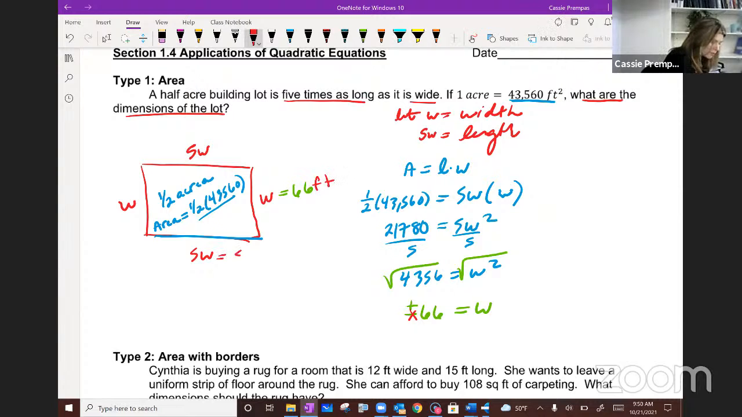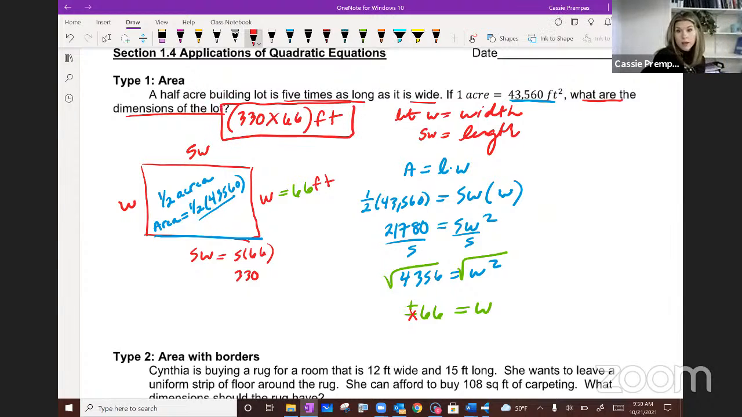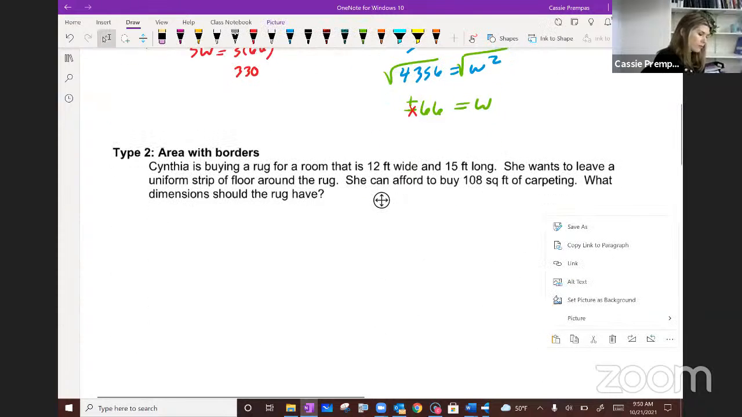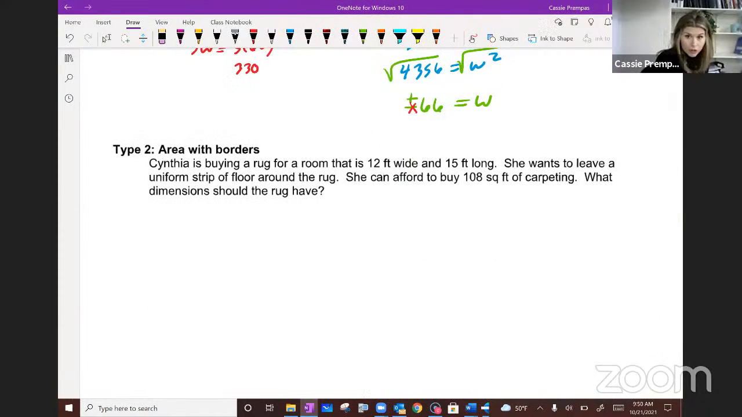And the length would be 5 times 66, which is 330. And so if it says, what are the dimensions of the lot? It would be 330 by 66 feet. Okay, that's the first type of quadratic question we see come up in a word problem. Let's go ahead to type number 2, looking at area with borders defined.